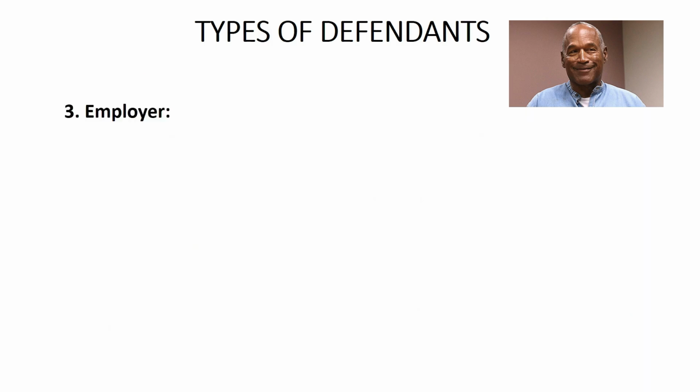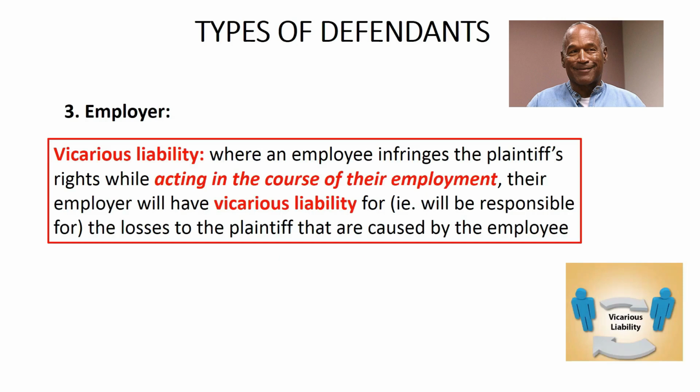The third type of defendant is the wrongdoer's employer. Where an employee infringes a plaintiff's rights while acting in the course of their employment, then their employer will have vicarious liability for the losses that are caused to the plaintiff. That is, the employer will be responsible to the plaintiff for the losses that are caused by the employee.